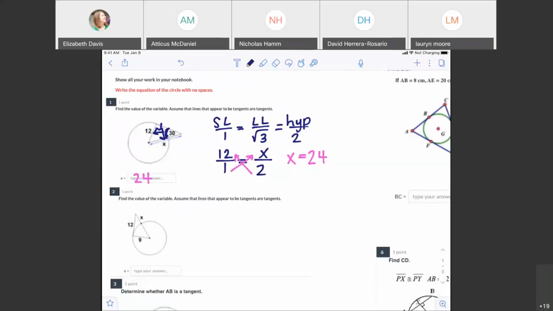So my advice on number 2 is to go ahead and actually find y first. So find y first, then go and find x. I'll give you 45 seconds to try it.